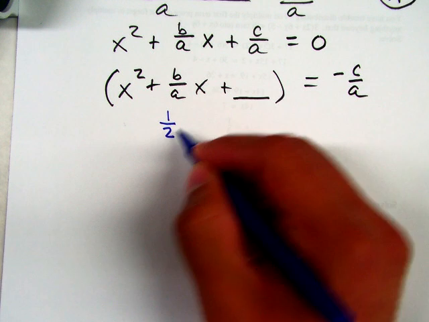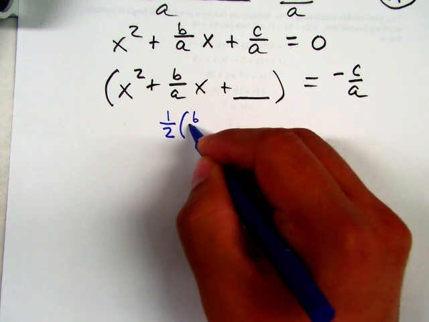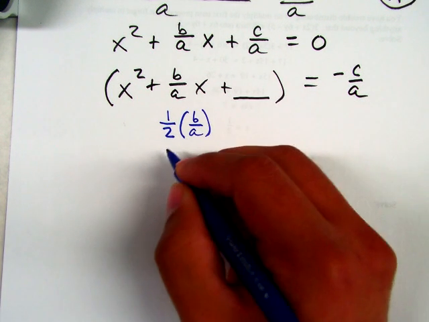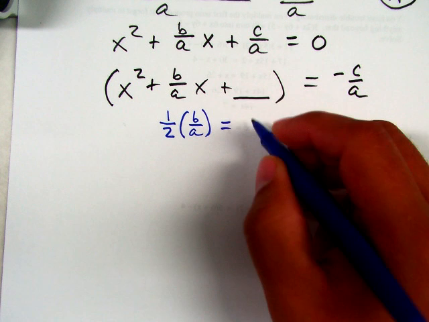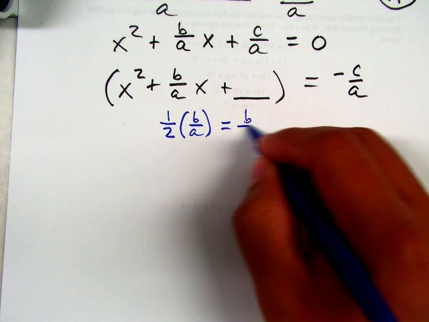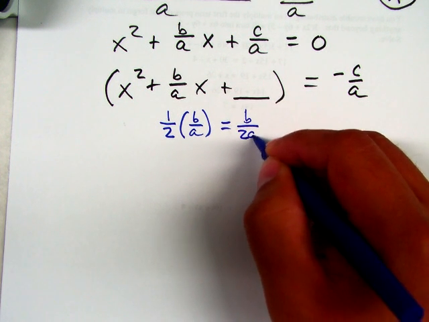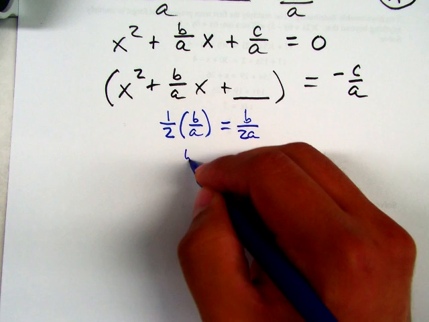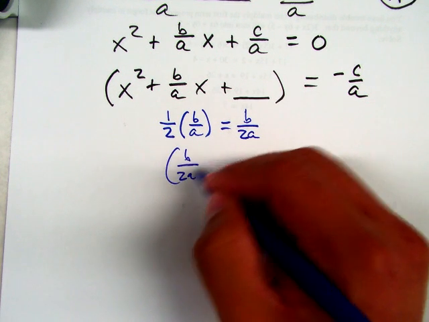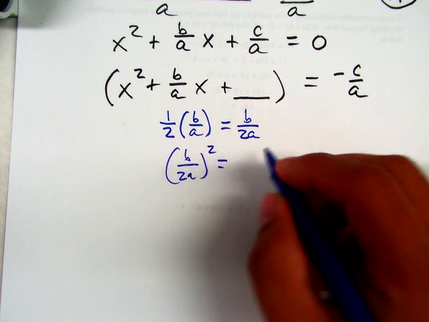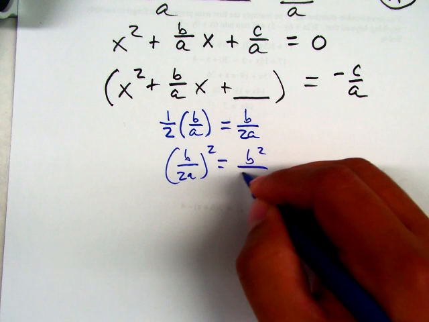Half of b over a, which gives us b over 2a. And now we want to take that and square it, because that's the number that goes in that blank. So b squared over 4a squared.